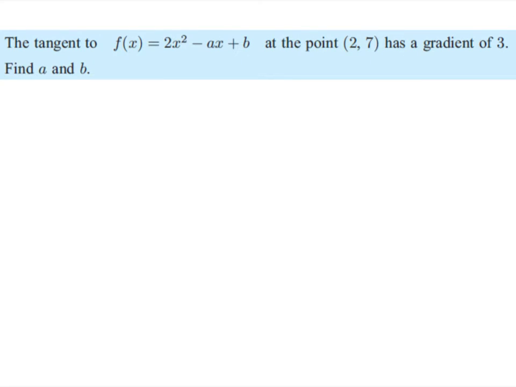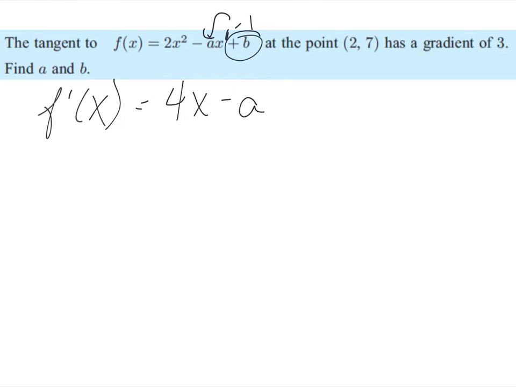The tangent to f of x equals 2x squared minus ax plus b at the point (2, 7) has a gradient of 3, and we want to find a and b. So first thing we want to do is find our derivative again. Find our derivative, and we get 4x minus a. Because this is a 1, we bring our 1 out, multiply it, you get minus a, and then we subtract 1, so the x goes away, and then b is a constant, so that's 0.